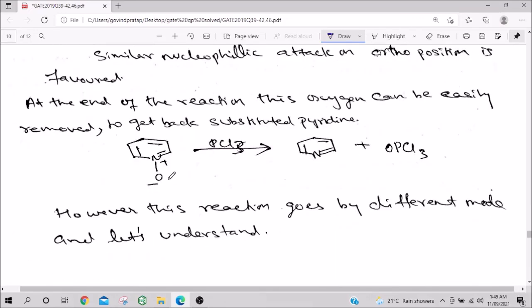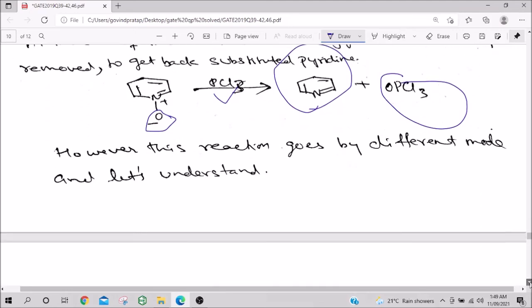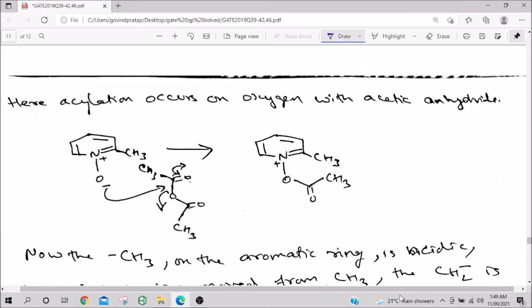And then finally you want to get rid of this O minus, because you want to carry out all those reactions on the pyridine ring. So just react with PCl3, happily it gets out as POCl3 and you get back your substituted pyridine. Okay. But in this question it was a bit different. So here when you react with acetic anhydride, this O minus goes and attacks. So unless you have seen this question, no, it's tough, you will not be able to solve.